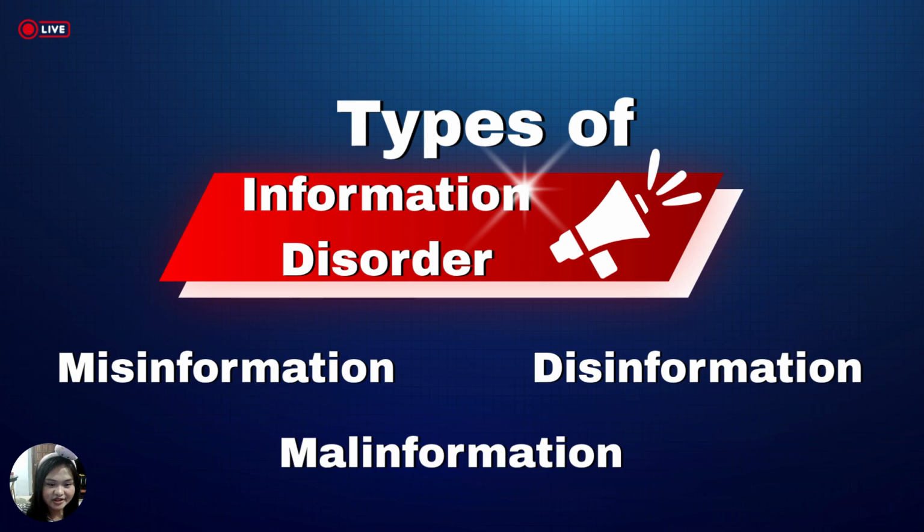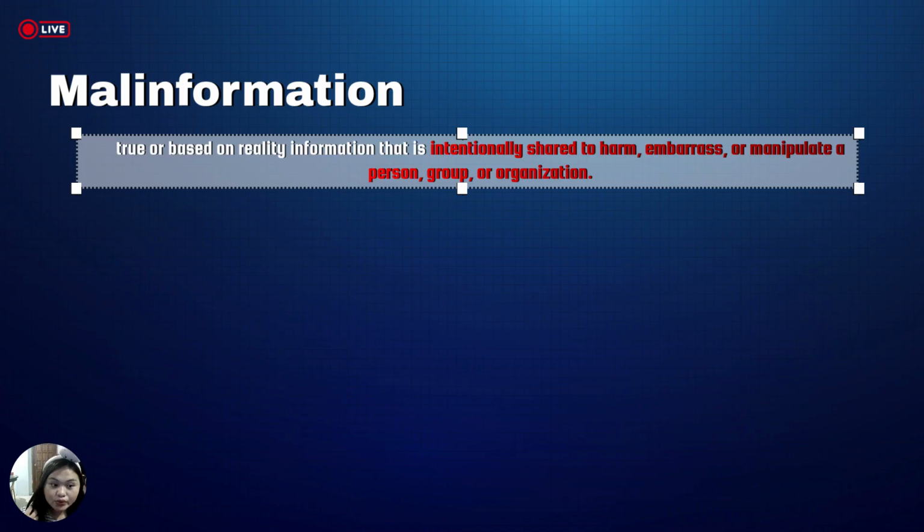So the last one is malinformation. Malinformation is true or based on reality information that is intentionally shared to harm, embarrass, or manipulate a person, group, or organization. In other words, it is shared in a way that causes harm by removing context, exposing private details, or misrepresenting the situation.